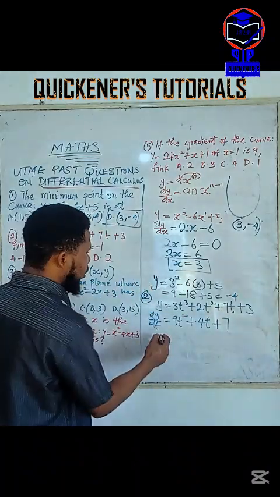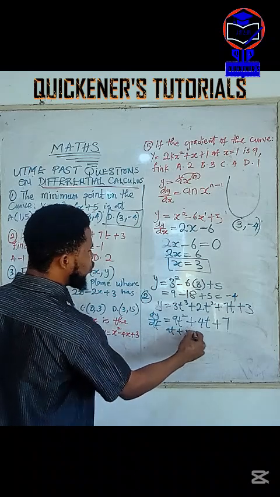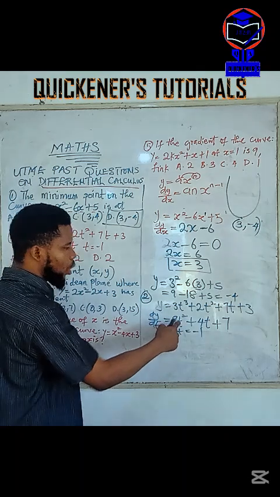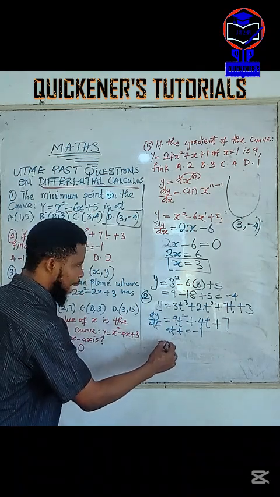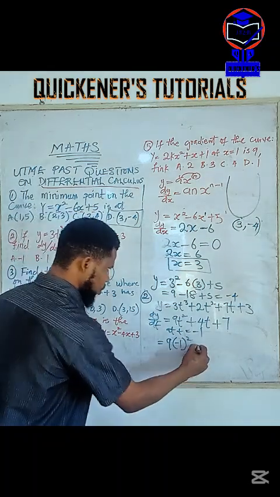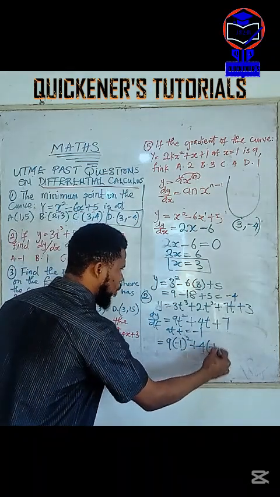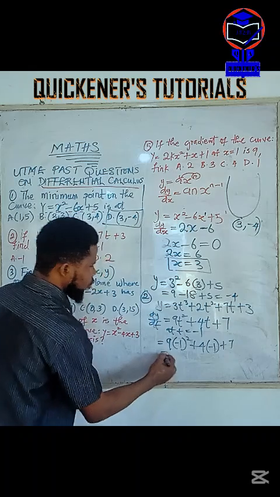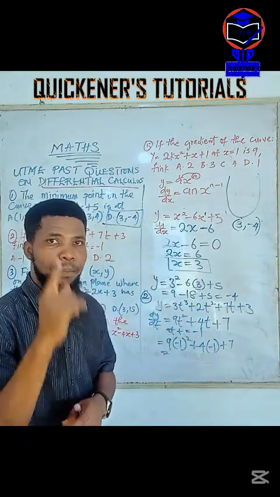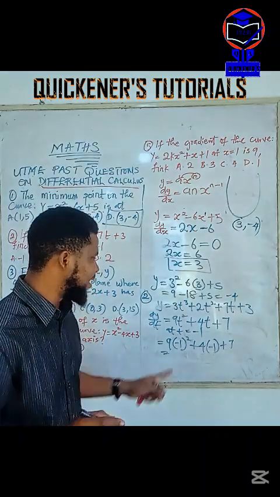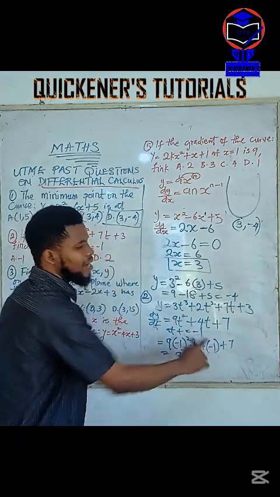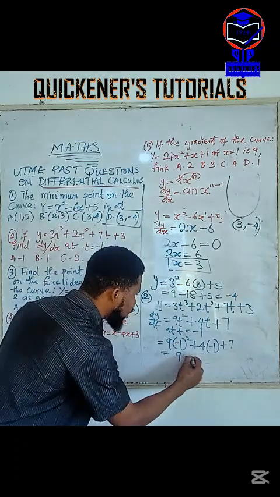Okay, so now they said at t equals minus 1. You can see the question at t equals minus 1. So put minus 1 here. That will be 9 times minus 1 raised to the power 2, plus 4 times minus 1, plus 7. So minus 1 raised to the power 2 is minus 1 times minus 1, that will be plus 1. So plus 1 times 9 is 9, so we have 9 here. 4 times minus 1 is minus 4.